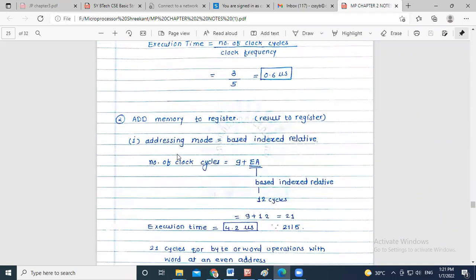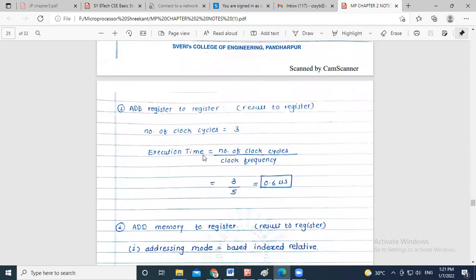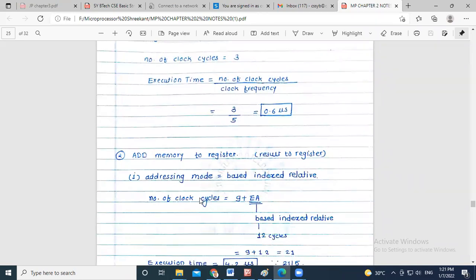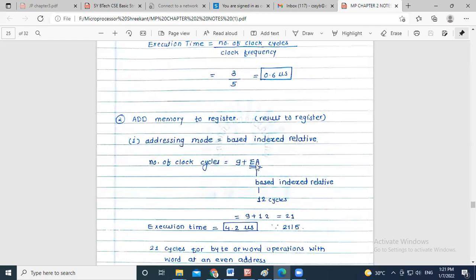In the second example, we have to see add memory to the register. Here, the number of clock cycles for the addressing mode is 9. Go to the table, it is available in the table. Addressing mode is 9, plus the effective address. What is the effective address? That effective address is based on that, 12 cycles. So here 9 plus 12 is equal to 21.